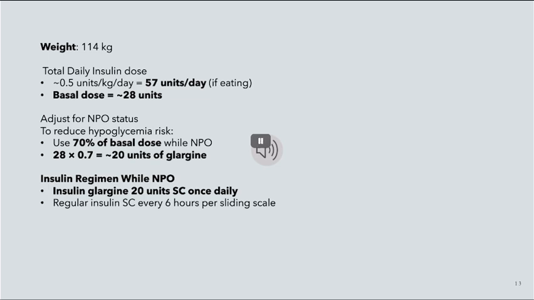As this patient's weight is 114 kg, the total daily insulin dose is estimated at 0.5 units per kilogram per day, which equals 57 units per day if eating normally. So the basal dose is 28 units. However, the patient is not eating. To reduce hypoglycemia risk, use 70% of the basal dose while NPO. 28 times 0.7 equals 20 units of glargine. Insulin regimen while NPO: insulin glargine 20 units once daily, and regular insulin every 6 hours per sliding scale.